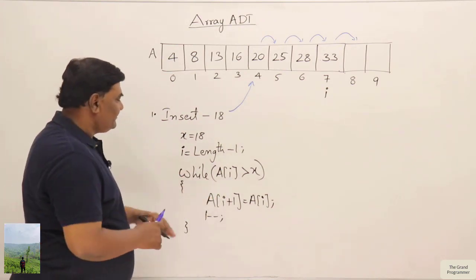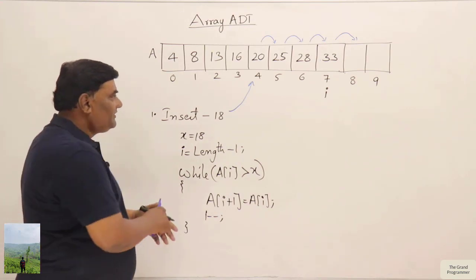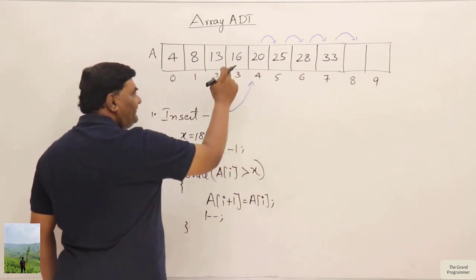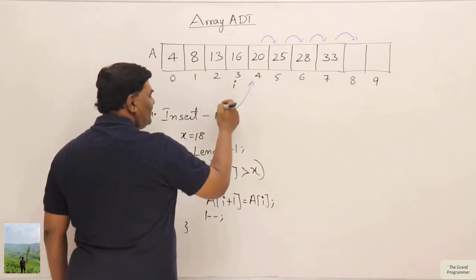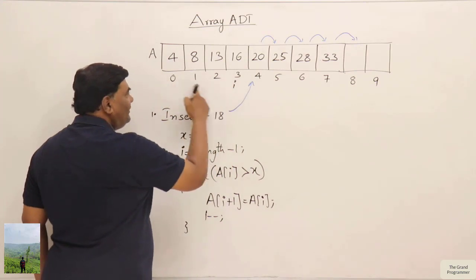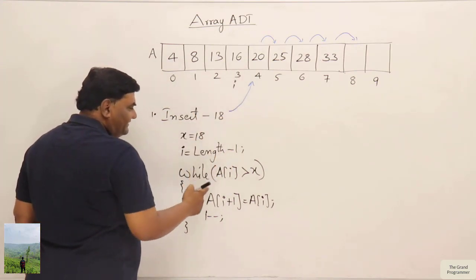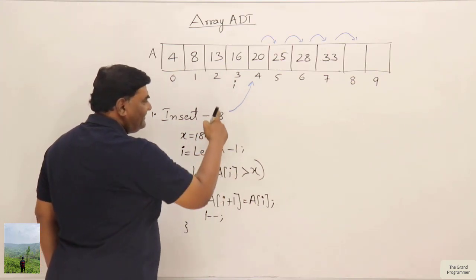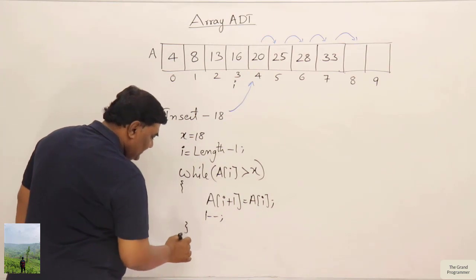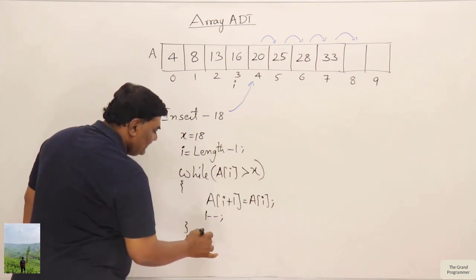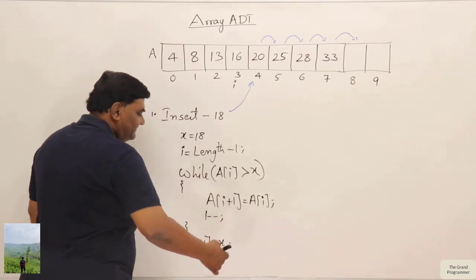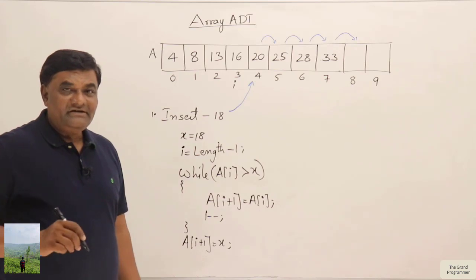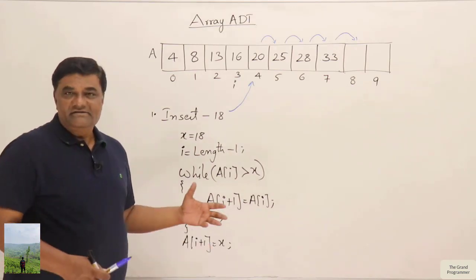Now once this has finished, if this loop is executed, then it will move 33, then also 28, then 25, then 20. Then when it comes here, it will stop, because this element, that is a of i, is not greater than 18. So it is false, so it will stop. So where should I insert this new element? At the i plus 1 place. So at a of i plus 1, I should insert element x. That's it. This is the pseudocode for inserting an element in a sorted list, and it is one of the important procedures.